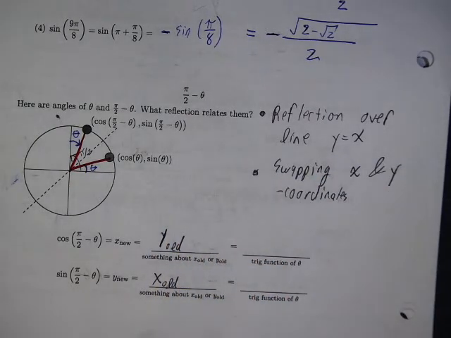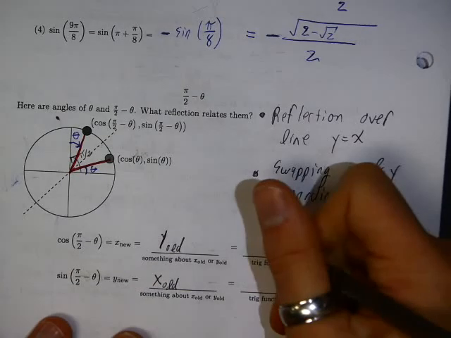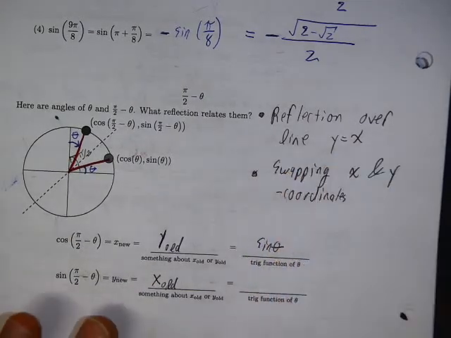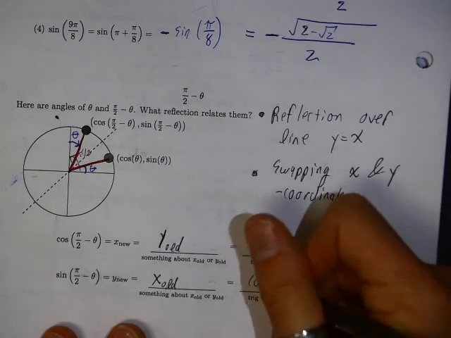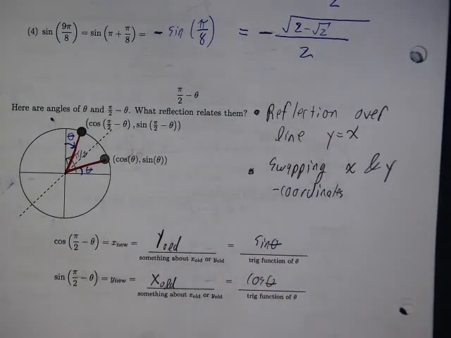But what is the old y coordinate? It's just the sine of theta. What's the old x coordinate? Cosine theta. So that tells us something. That tells us cosine of pi over 2 minus theta is the exact same as the sine of theta. Sine of pi over 2 minus theta is the same thing as the cosine.